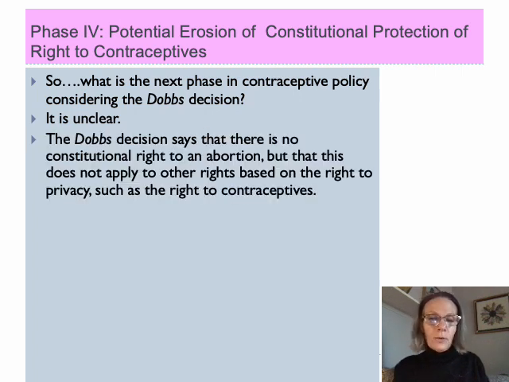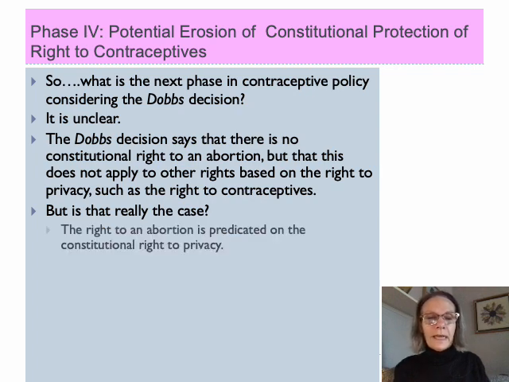In the Dobbs decision written by Justice Samuel Alito, he specifies that even though there is no constitutional right to an abortion, that does not apply to other rights based on the right to privacy, such as the right to contraceptive use. And so he basically says that just because you don't have a right to an abortion doesn't mean that you don't have a constitutional right to the use of contraceptives. But some people are wondering, is that really the case?